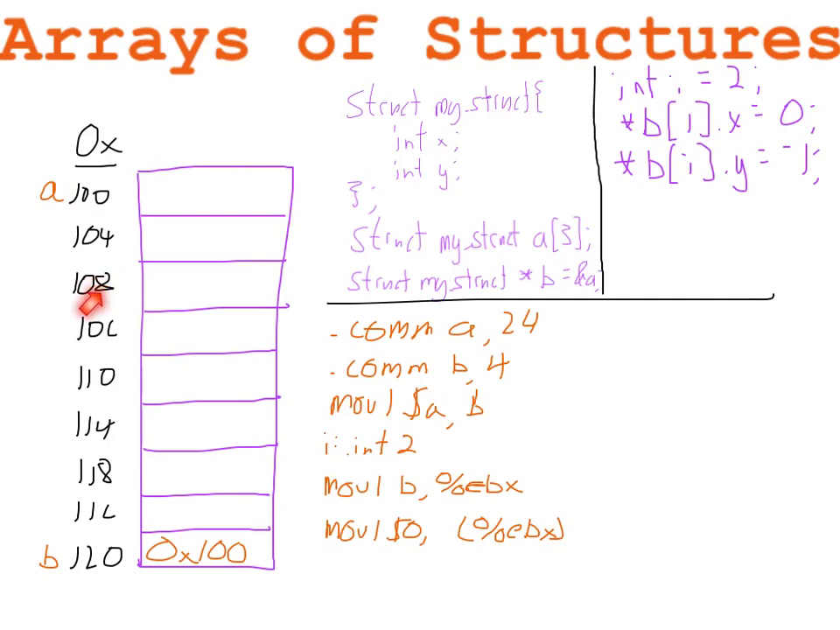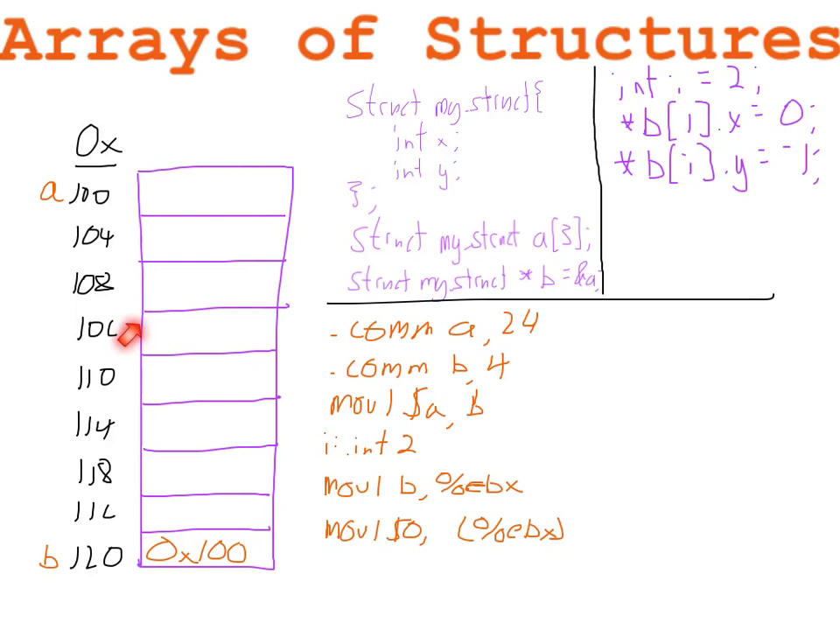Now, once we get to that, we have two options. We can either access element x or element y. The way structures work is that the order in which you declare the elements within a structure is the order they're going to be in memory. So if address 108 is where structure 1 of our array starts, address 108 is where x is going to be. And likewise, address 10C is where element y is going to be.